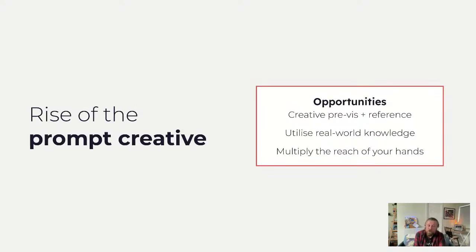But of course, there are opportunities in terms of the prompt creative, the ability to creatively pre-visualize and create references for a shoot, that ability to use the real world knowledge of lenses, stock and film types in order to create specific effects. And you'll have that ability to multiply the reach of your hands out into the world and produce more assets more quickly. And if you are able to specialize, then your ability to produce at scale is going to increase vastly with the support of AI. So that's my thought on the death of photography.